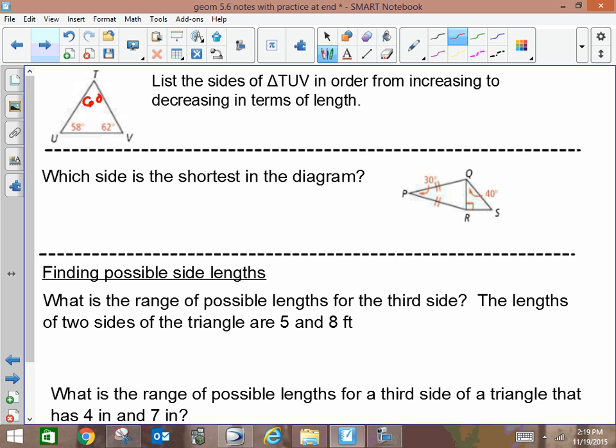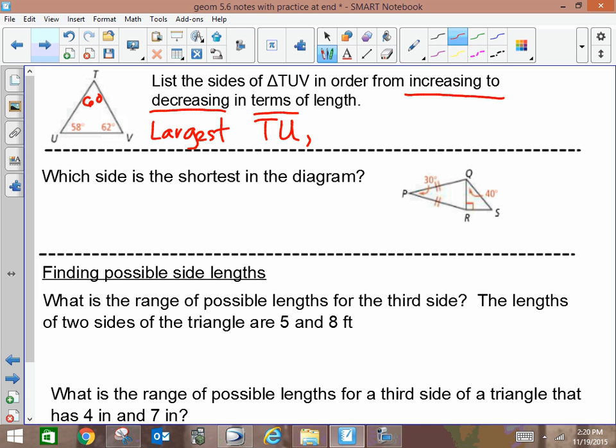Okay, increasing to decreasing. Here we go. All right, smallest, increasing to decreasing. So I'm going for the largest, right? All right, largest side is TU because it's across from the 62.